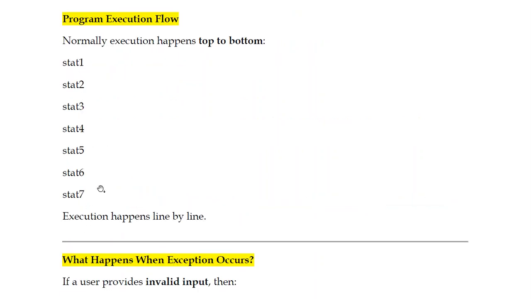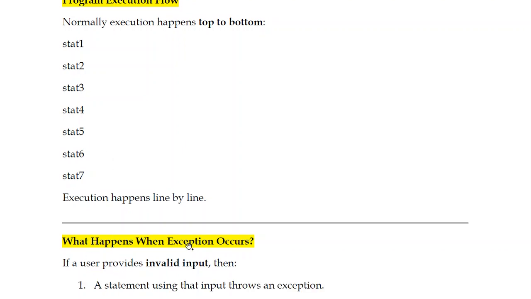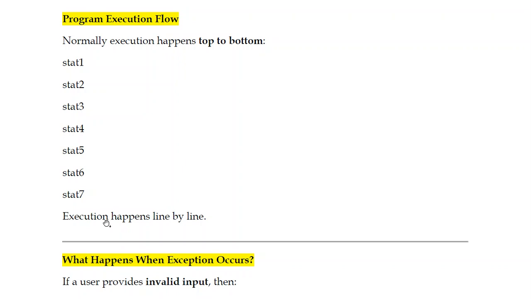So seven lines of statements are here. In case we get a runtime exception at statement 4, the rest of the code is not executed: statements 5, 6, 7. If we are handling it, there are no issues, so the rest of the code will be executed, or it is preserved. Execution happens line by line, top to bottom.